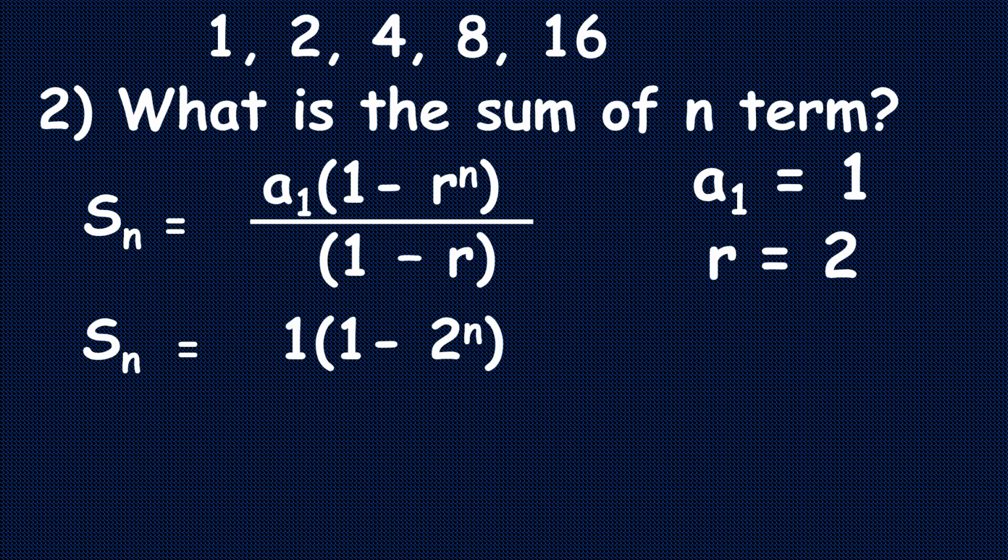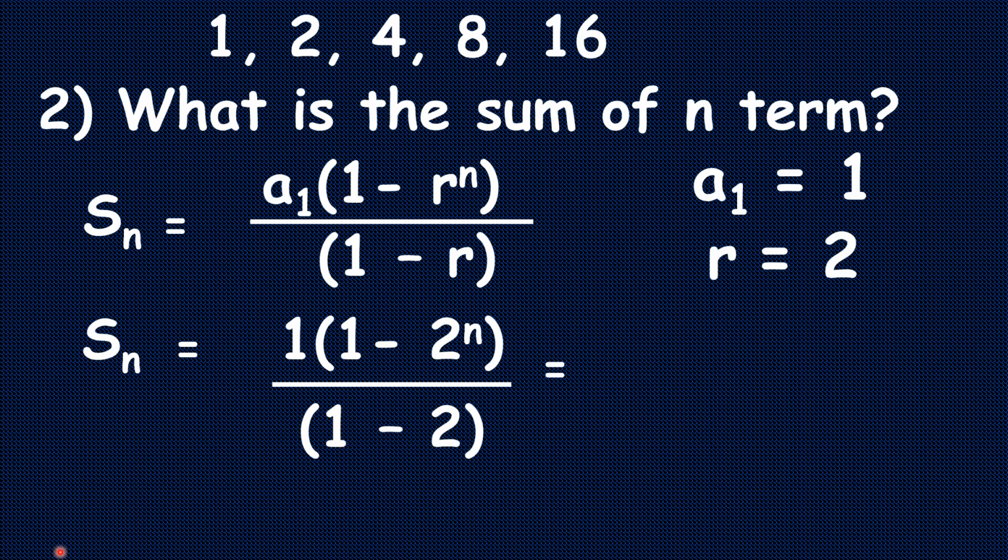So we have a1 being 1, r being 2. How did we get our ratio as 2? We can see that 1 times 2 is 2, 2 times 2 is 4, 4 times 2 is 8, 8 times 2 is 16. So we have a common ratio of r, which is 2. And then we say 2 raised by n because we have r raised by n, all over 1 minus 2, that is 1 minus r.